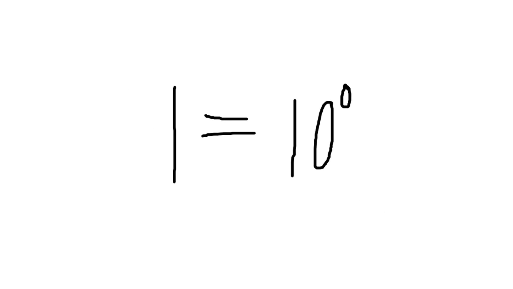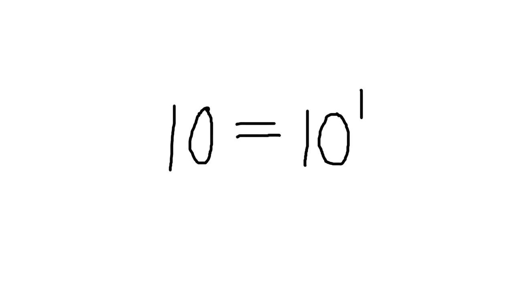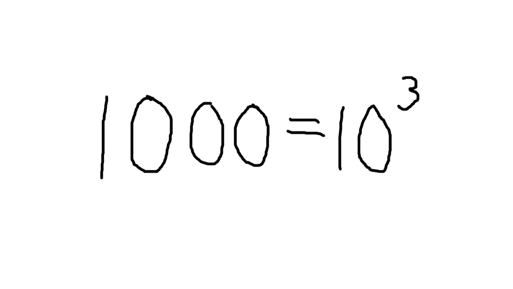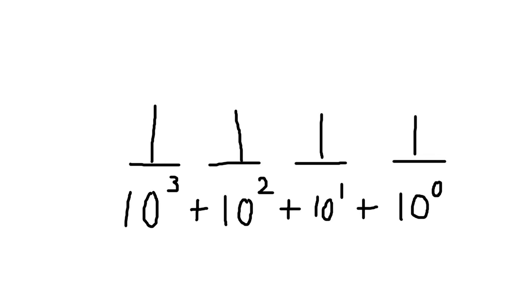If we look closer, 1 looks a lot like 10 to the power of 0. 10 looks a lot like 10 to the power of 1. 100 looks a lot like 10 to the power of 2. Continuing this, 1000 is 10 to the power of 3. So a 1 placed in a particular digit is the same as the base number to a power based on the location of the digit.